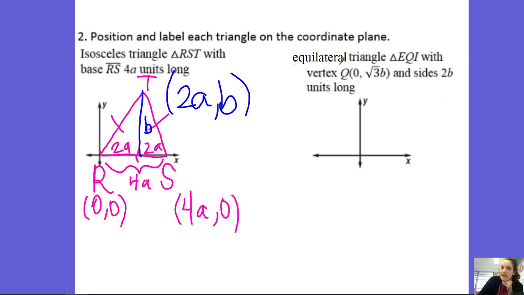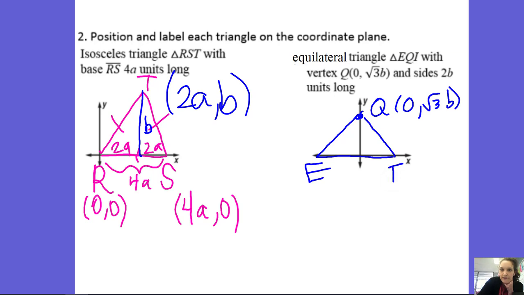And then finally, I want to find equilateral triangle EQI with vertex Q, which is at 0, comma, root 3b. That means it's a y-intercept, since the x-coordinate is 0. So here's point Q at 0, comma, root 3b. And then I have this equilateral triangle, EQI. It says the sides are 2b units long. So this is 2b, this is 2b, and this is 2b. So the y-axis is cutting that side in half. If this whole thing is 2b, this is b, and this is b.